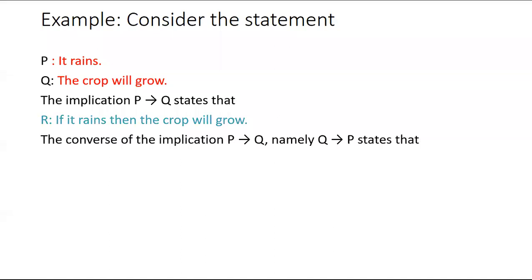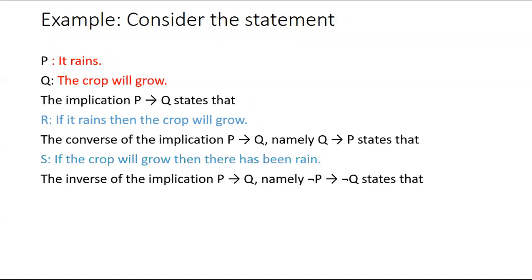Now next, converse. What is the converse of P implies Q? Q implies P. So what are we going to write for the statement of Q implies P? If the crop will grow, then there has been rain. Now inverse, write the inverse for this. So negation of P implies negation of Q. We need to put not. If it does not rain, then the crop will not grow.